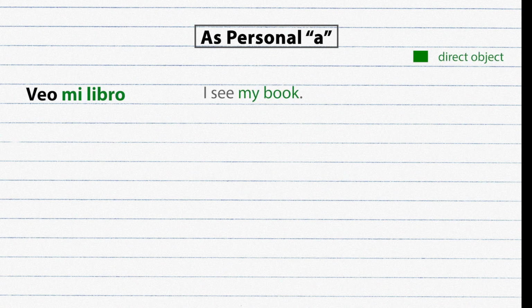For example, Veo mi libro. Book is a direct object of the sentence, but is not a person nor a pet, so we don't need to use the personal a here.